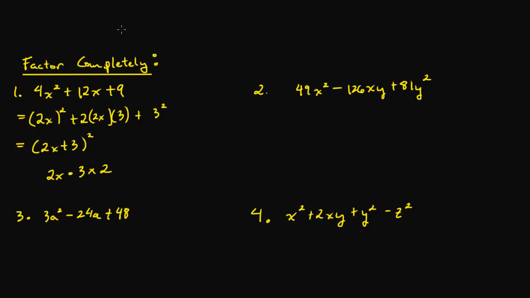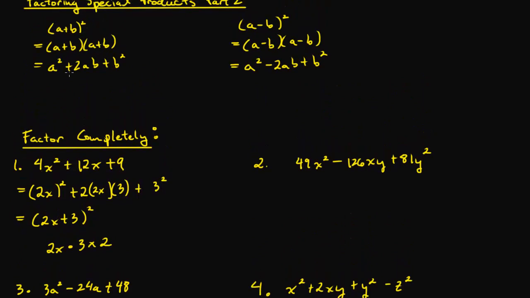Another important thing to note is that when you're squaring binomials, if we go back up to our identities, both the first term and the last term are positive in both cases. So if this last term would have been negative, then this wouldn't have been a perfect square trinomial. And if this last term would have been negative, this wouldn't have been a perfect square trinomial either.